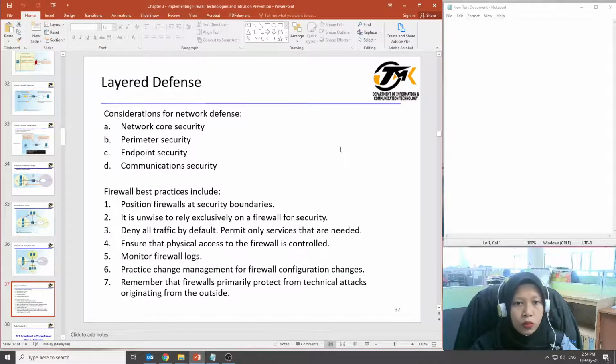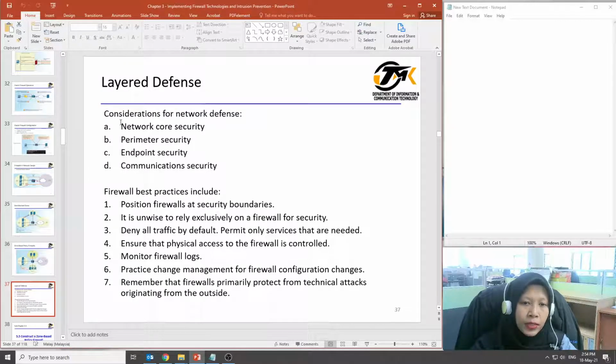Okay, so how do we do that? We can have a layered defense. The first is network corporate security. Network is network. Perimeter security, so perimeter means physical. Endpoint security, endpoint means our endpoints, like a printer, a phone, our PC, laptop, workstation, and communication security.